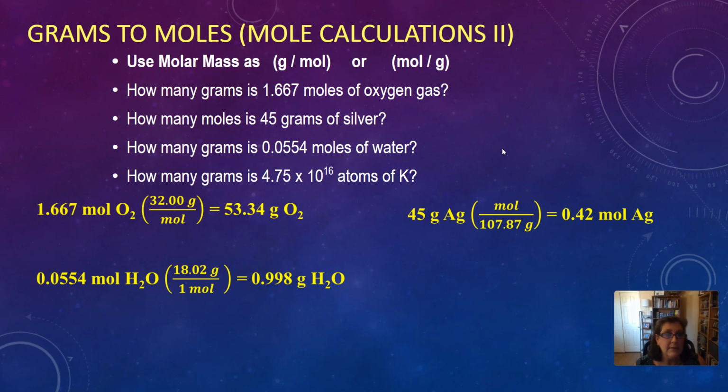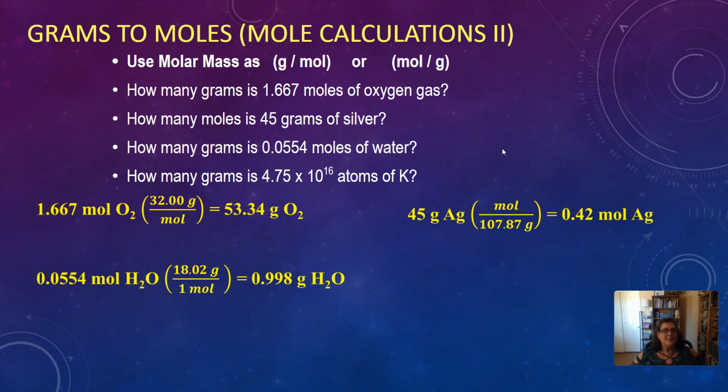So look at what we're given. 3 sig figs. Zeros in front do not count. And the molar mass of 18.02 grams is 4 sig figs. We go with the least sig figs. So 0.998 grams of water is our final answer.